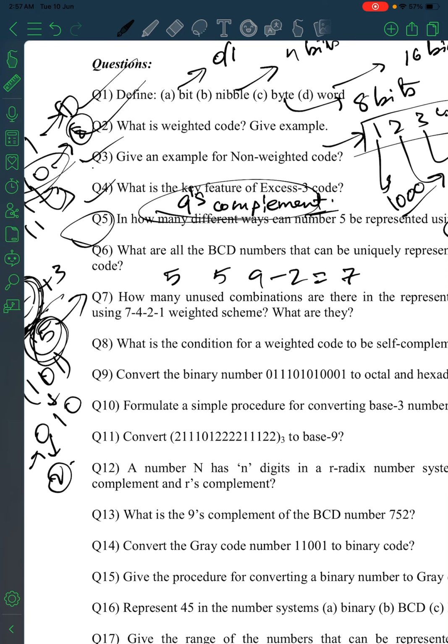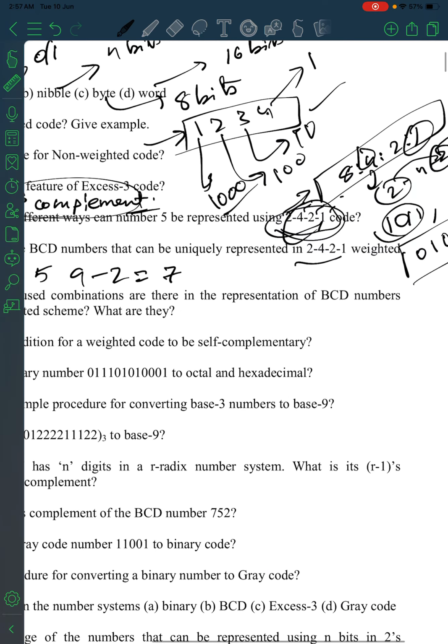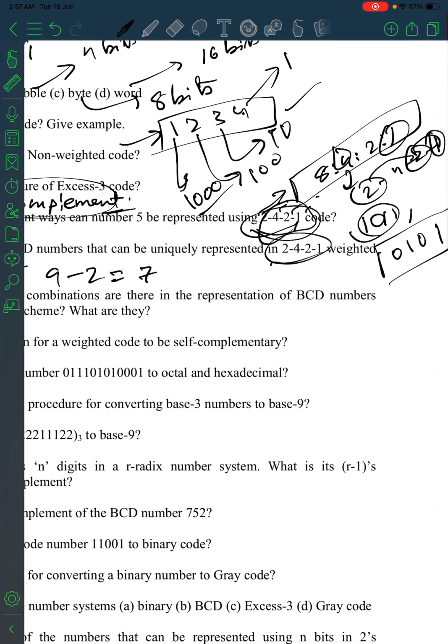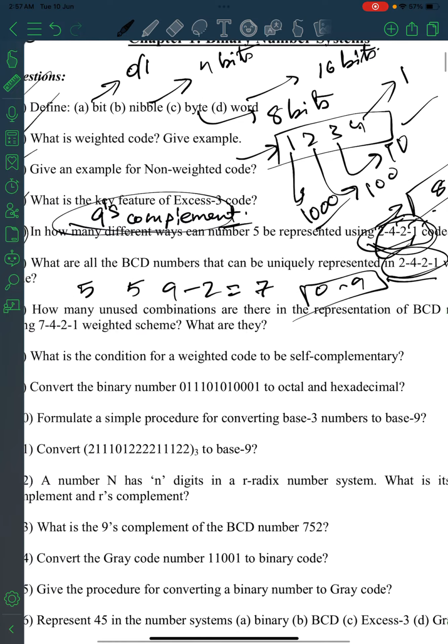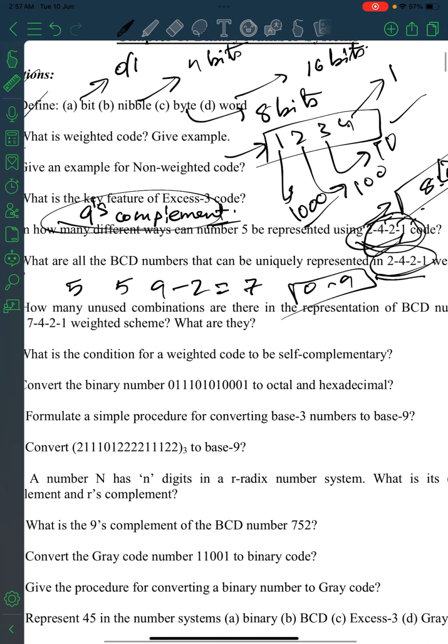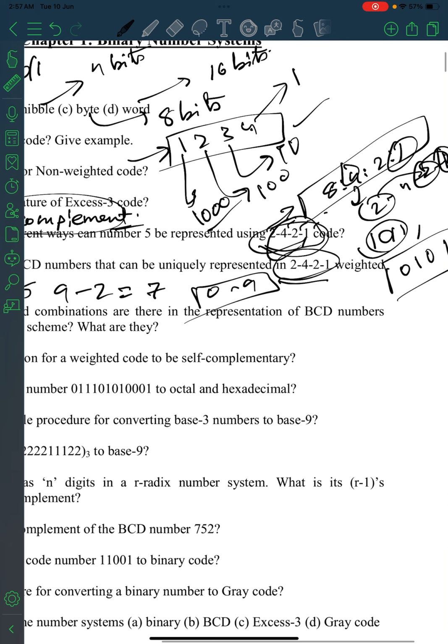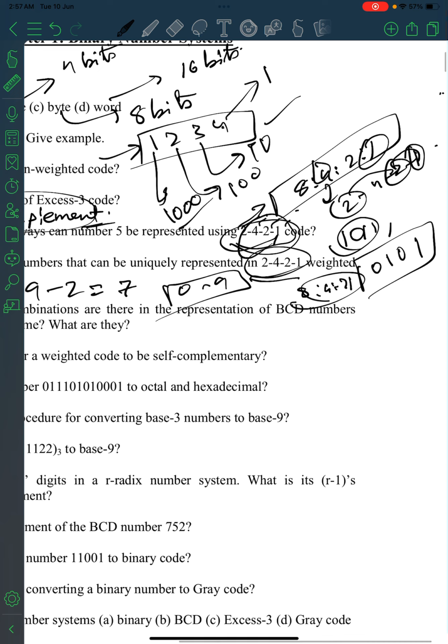So the 6th question is, what are all the BCD numbers that can be uniquely represented in 2, 4, 2, 1 weighted codes? What are BCD numbers? It's 0 to 9. So 0 to 9 are called BCD numbers. Now, what are all the bits that can be uniquely represented by weighted code? In general, using 8, 4, 2, 1, we can represent each and every number, but now it is not the case. What we can represent uniquely is only 0, 1, 8, 9. Only these 4 numbers have a unique representation in this 2, 4, 2, 1 code. So that is the case.